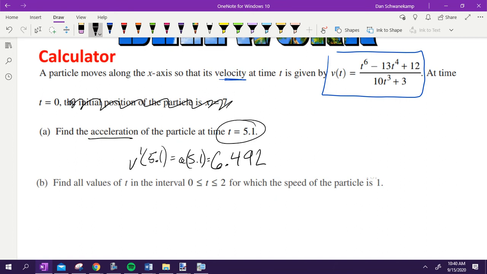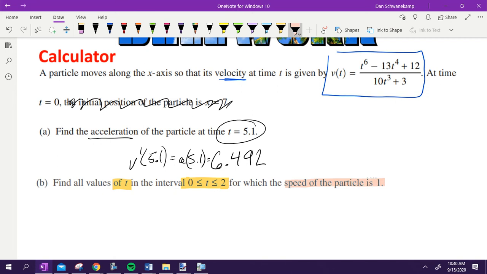Letter B says, find all the values of t on the interval from 0 to 2. Anytime they tell you an interval, make sure you're paying attention to that. For which the speed of the particle is 1. Speed of the particle is 1. They didn't give me an equation for speed. They gave me an equation for velocity.